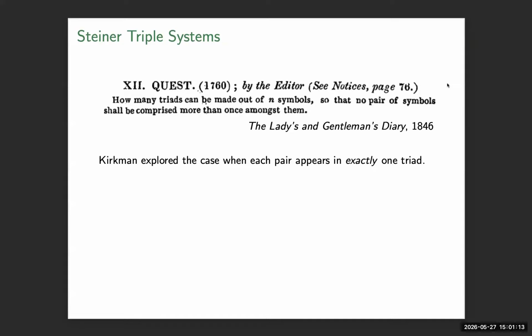Or in other, less Victorian language, if we have a ground set of size n, can we find triples so that every pair of my ground set is contained in at least one triple? And in particular, Kirkman explored the case where each pair appears in exactly one triple.